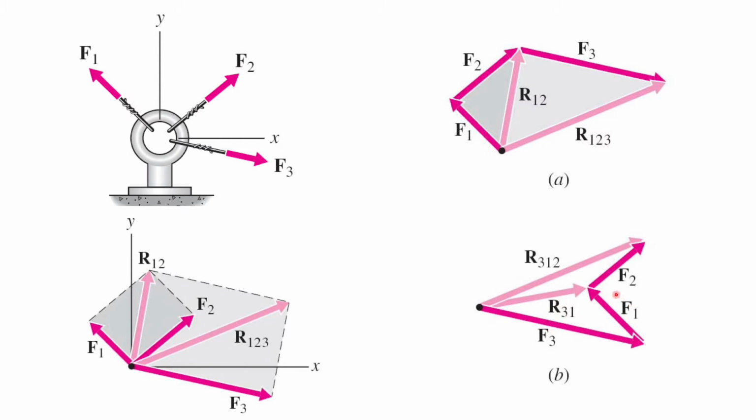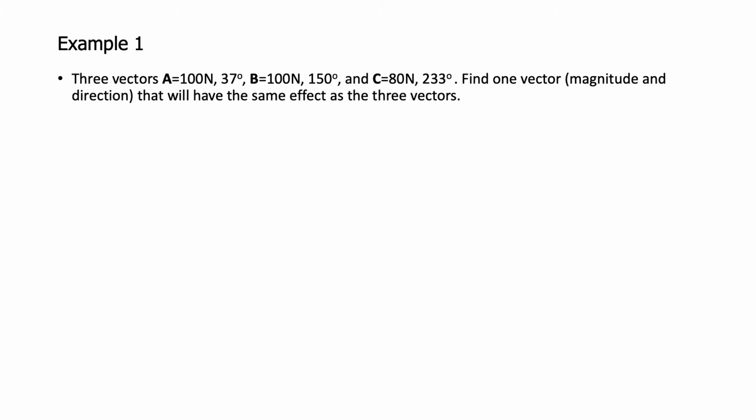That's why when we have three-dimensional cases, or more than three forces in a system, we can use the rectangular component method. So the first example: we have three vectors. Vector A, or force A, is 100 newtons at 37 degrees, while B is 100 newtons at 150 degrees, and C is 80 newtons at 233 degrees. The best way to calculate the resultant vector is to use the rectangular component method. So let's separate the components into Rx and Ry.